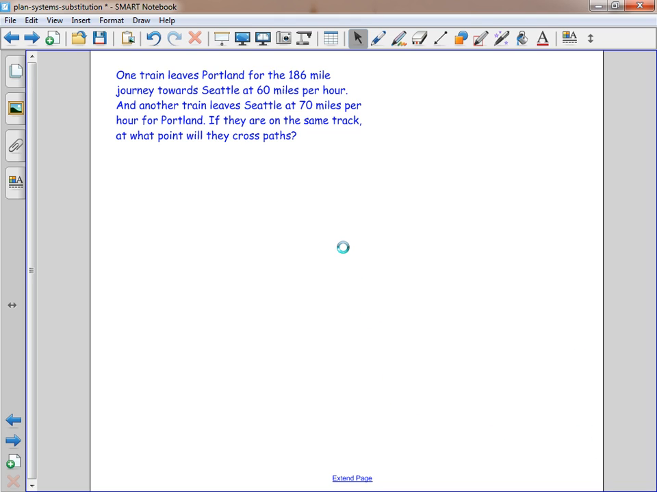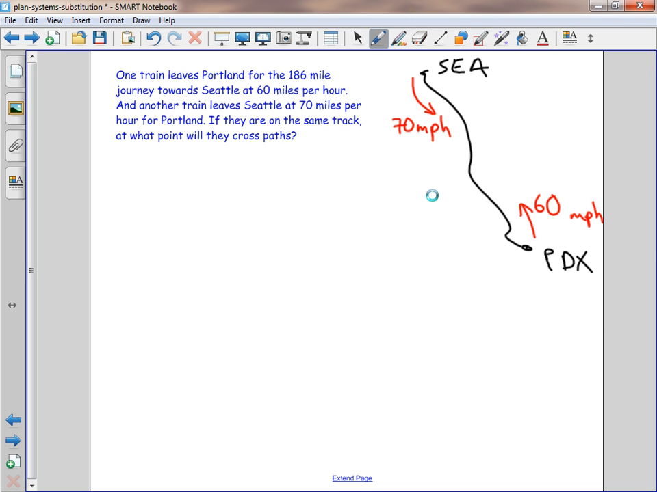Notice that there's a train that leaves Portland towards Seattle, and one that leaves Seattle towards Portland. Imagine what the situation would look like by drawing a number line. Note the velocities of the trains and the total distance they have to cover. Doing a little estimation, I can tell that the trains will cross somewhere between 1 and 2 hours into their journey, because at 1 hour they would be 70 miles and 60 miles away from each city, and 70 plus 60 is 130, which would only leave 56 miles between the two trains.